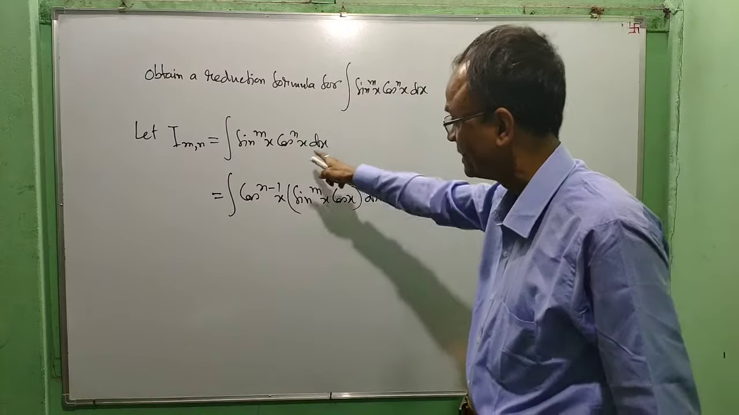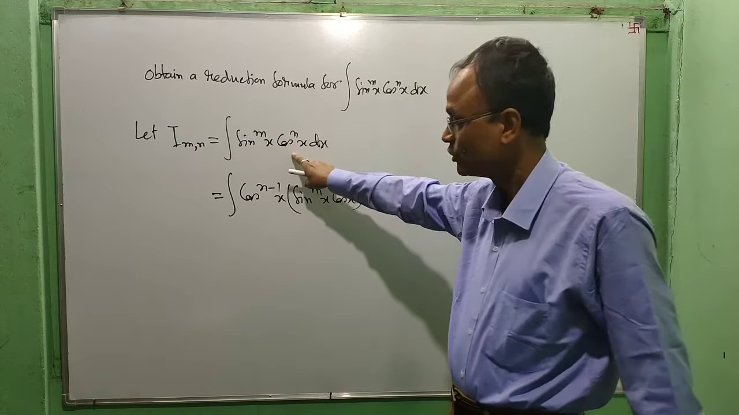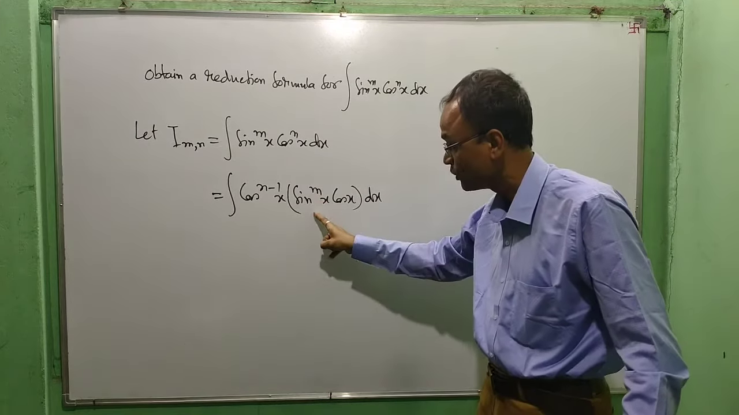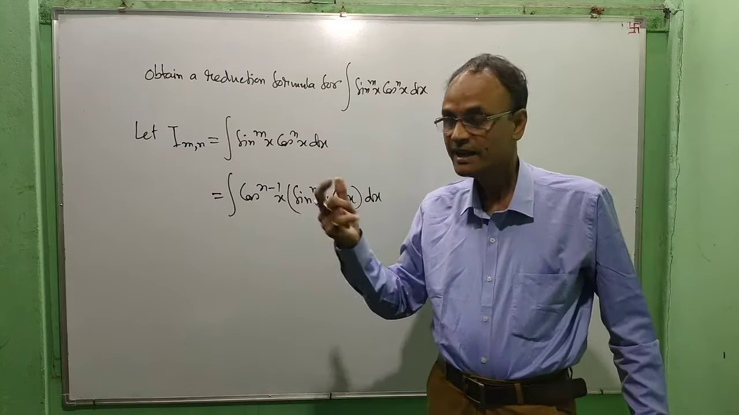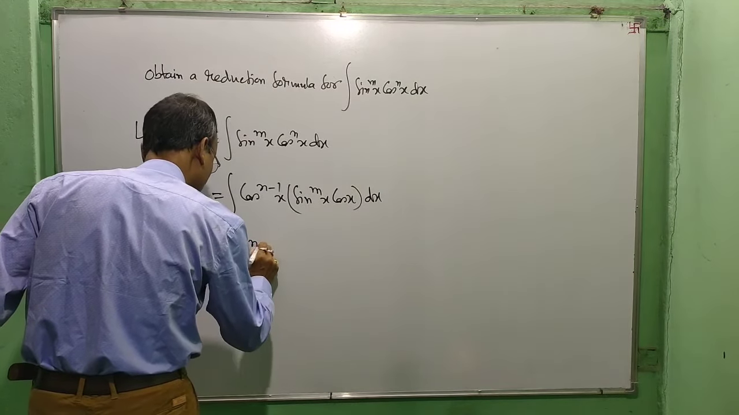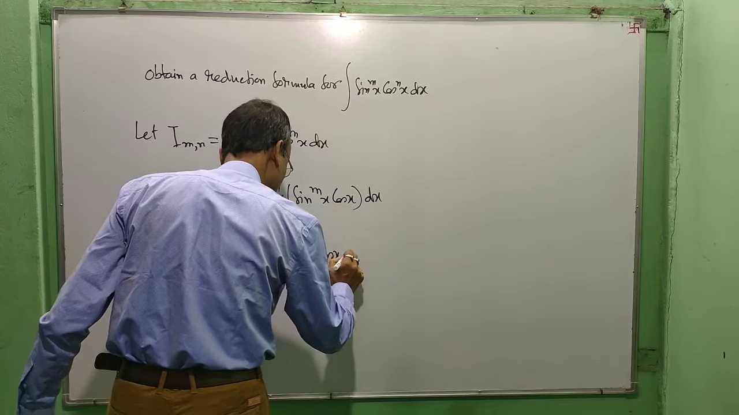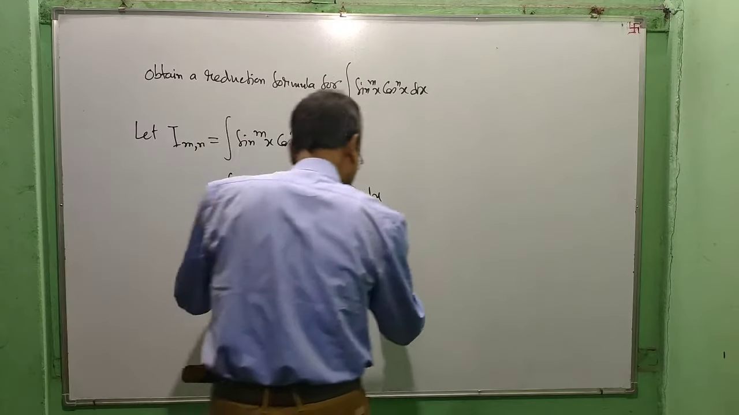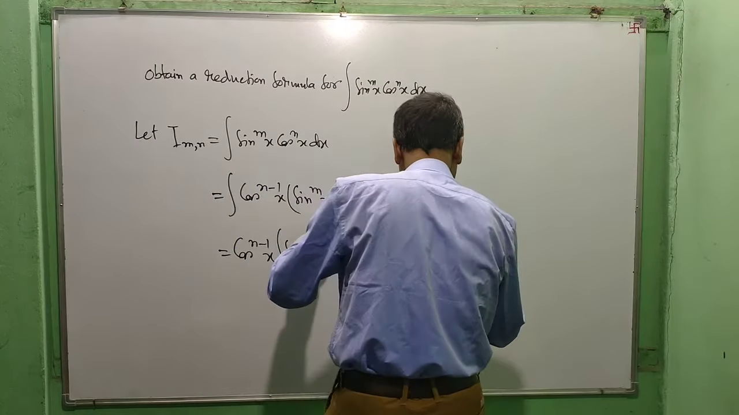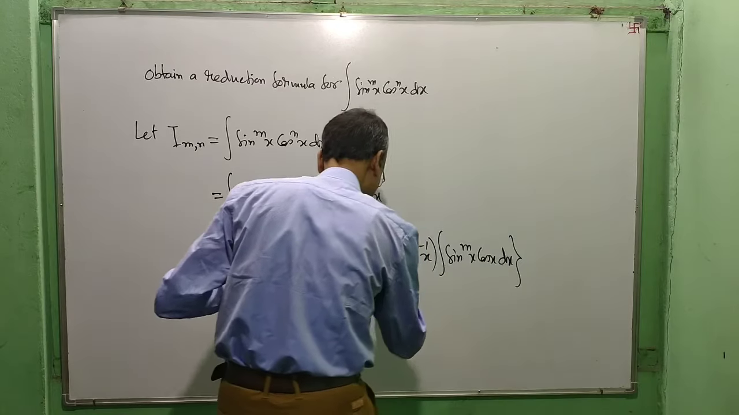This can obviously be written in this form because cos to the power n minus 1 x into cos x is equal to cos to the power n x. Now, we shall integrate this by parts, taking sin to the power m x cos x as the second function. This is equal to cos to the power n minus 1 x times the integration of the second function, minus the integral of the differentiation of the first function, cos to the power n minus 2 x, times the integration of the second function.